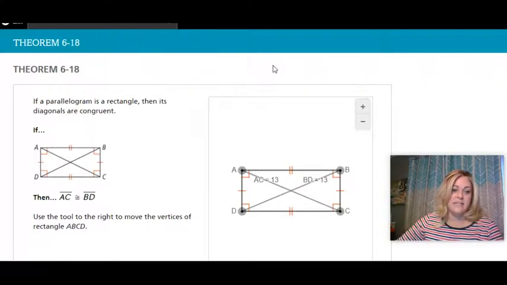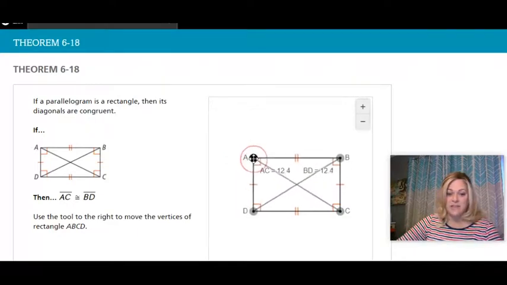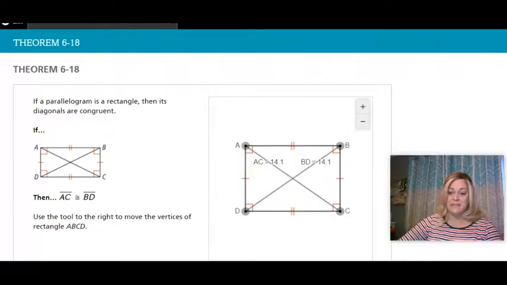Theorem 6-18, it says if a parallelogram is a rectangle, then its diagonals are congruent. So not only do those diagonals bisect each other, but they're exactly the same on both sides. And you can manipulate this to discover that. So they're always going to be the same lengths.